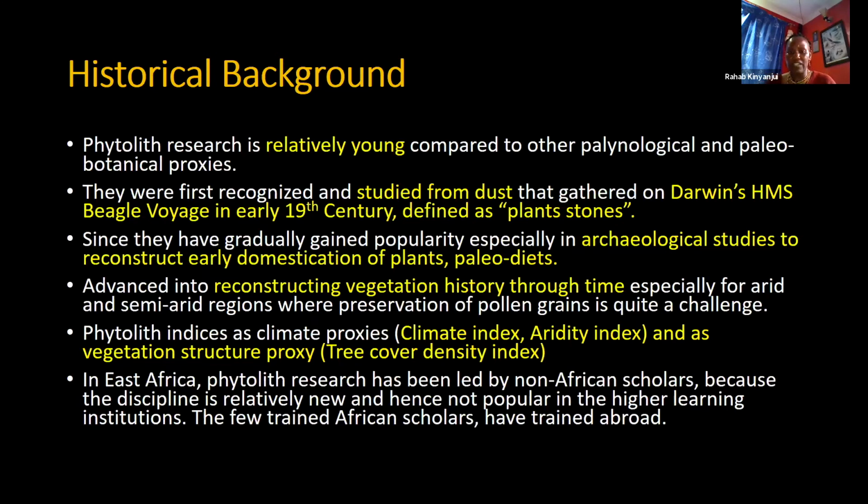In East Africa, phytolith research has initially been led mostly by non-African scholars, and the discipline is relatively new. So even in higher learning institutions, it has not really gained a lot of roots. Most of those who have trained in phytoliths have trained abroad.